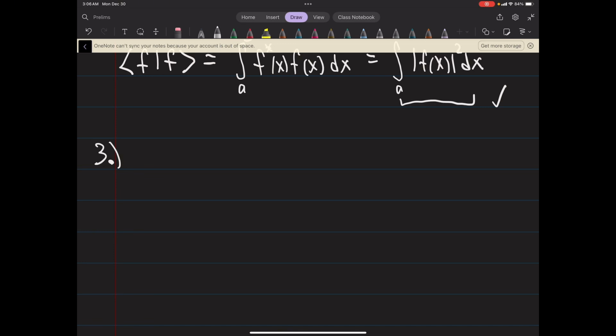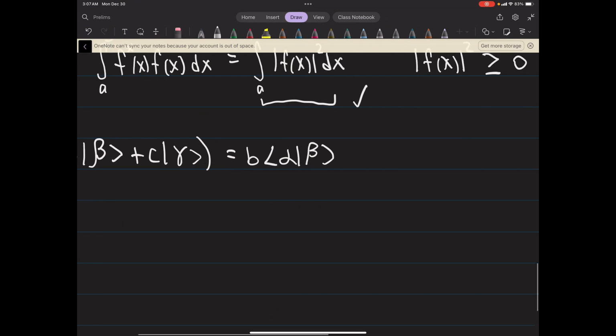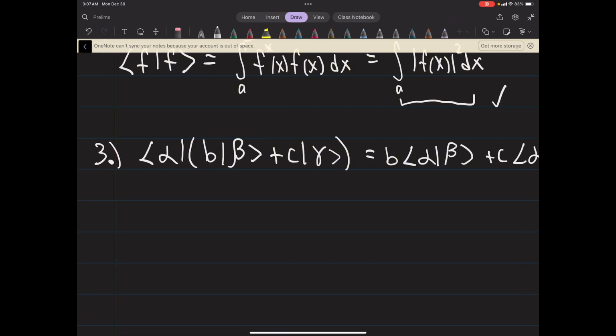It's pretty straightforward. We just want to show that if you have, in other words, this bra alpha, then you have b, some constant, c, some constant, acting on these kets, beta and gamma, essentially we just want to show that that is going to be equal to b times the inner product here, plus c times this other inner product. In other words, our alpha distributes as we expect, and the constants can be factored out.